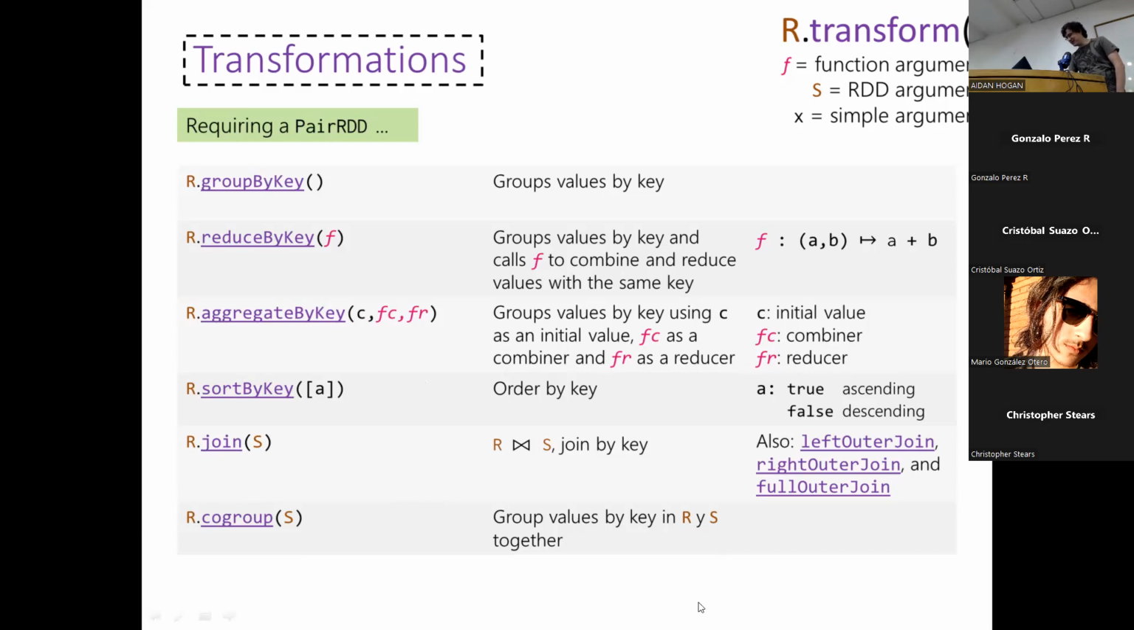So I have E here. So I guess I translated this from Spanish at some point, but anyways, by key in R and S together. So yeah, I teach a version of this in Spanish for Diplomado. So co-group is essentially doing the union of R and S and then group. Should be equivalent to that.